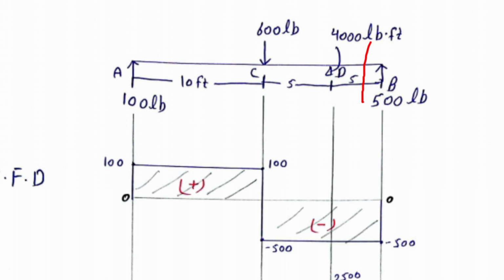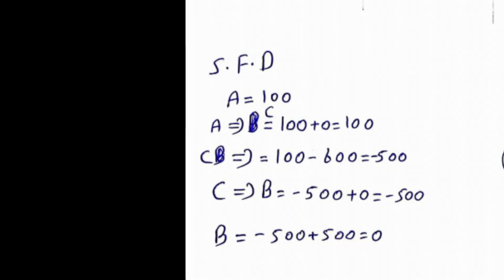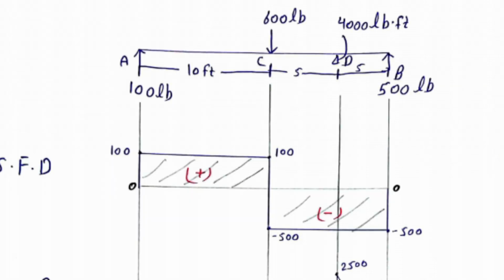Section 3, D to B, 15 feet to 20 feet. No change in vertical forces. The shear is constant. At point B, the 100-pound reaction. The upward reaction, By equals 100 pounds, closes the diagram. Our SFD starts at plus 500 pounds, drops to minus 100 pounds at C, and remains at minus 100 pounds until it closes to 0 at B.